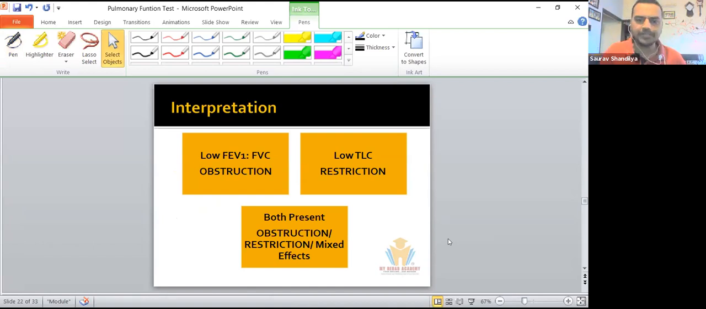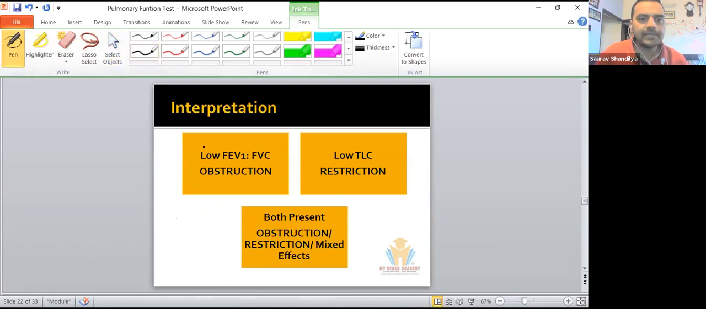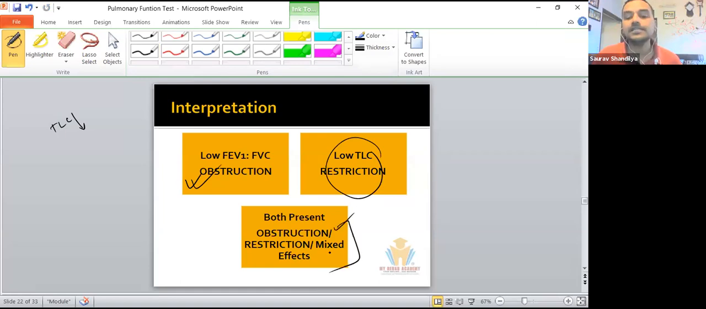So now, interpretation. This interpretation is something very, very important for you to understand. Again, we'll be going back to page number 18. But before that, you try to understand. So a low FEV1 to FVC ratio is obstruction. Low TLC is 100% restriction. As I told you, their total lung capacity comes down very badly. And if both are present, the FEV1/FVC ratio is low as well as the total lung capacity, that means it could be both obstruction and restriction, a mixed effect.